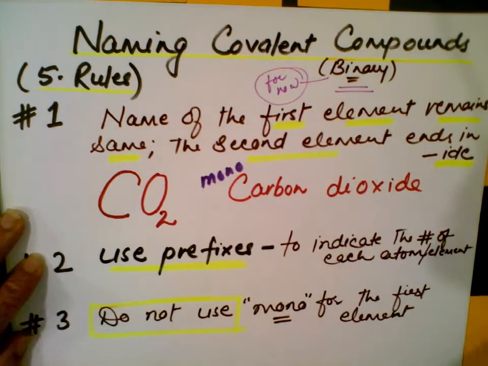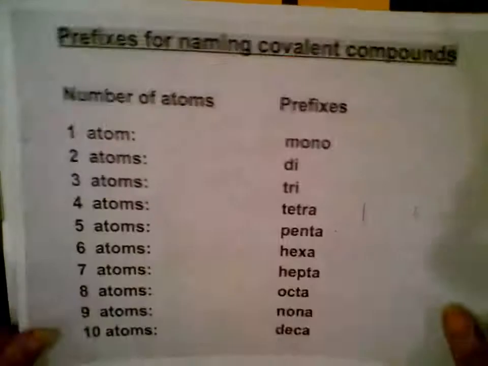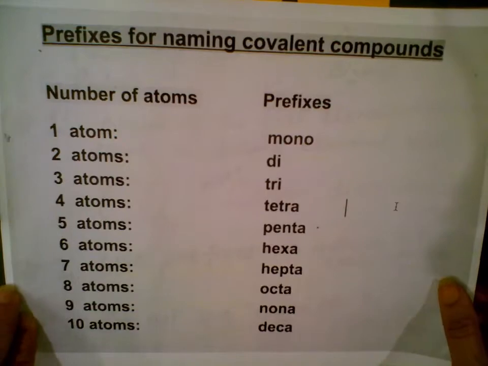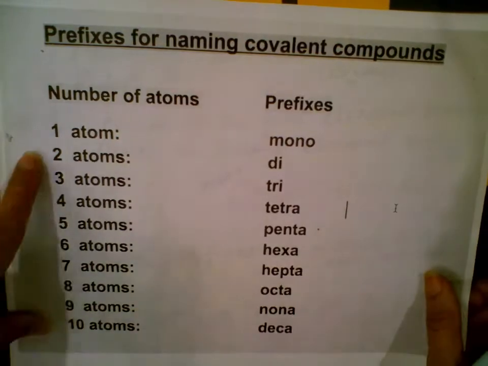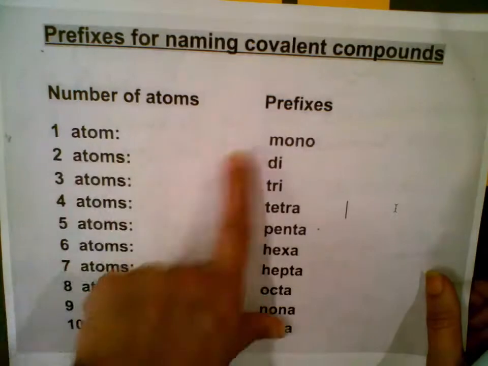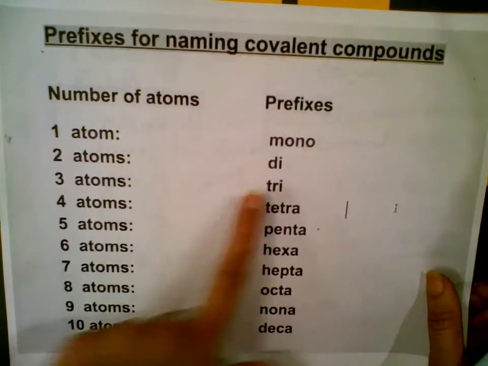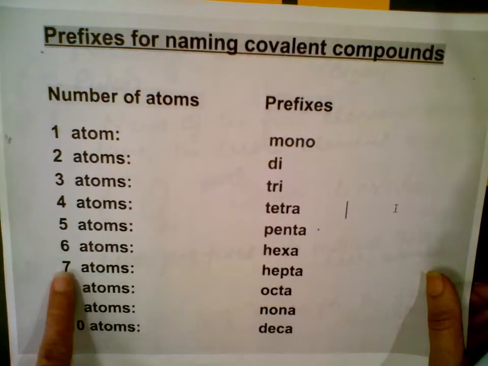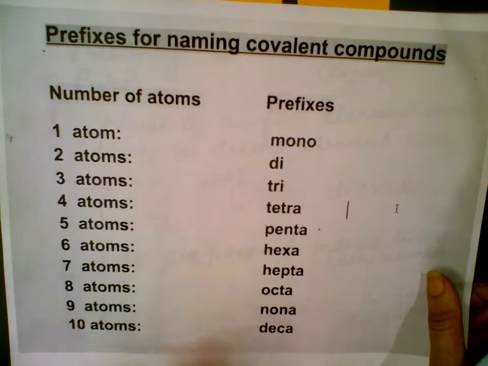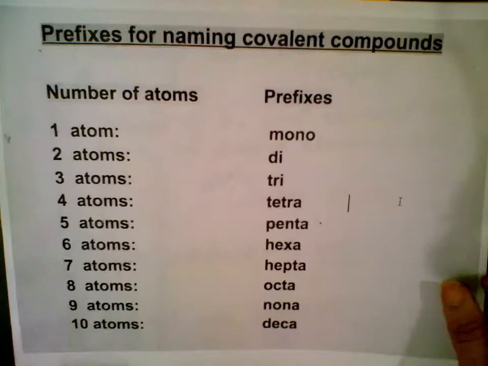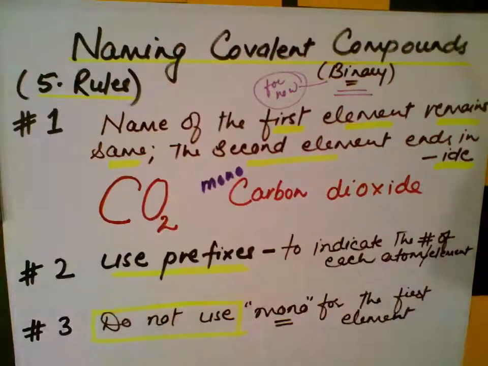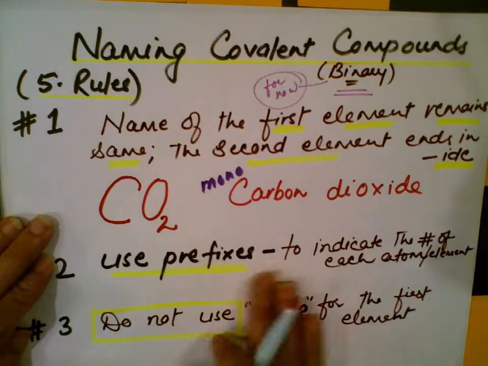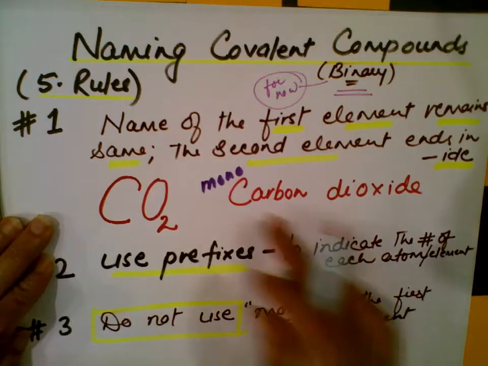Now here, this is the chart I'm using. Look here. And this is on Google Classroom already. So when you do your homework, make sure you use this chart from Google Classroom. Here for one atom, the prefix is mono, 2 atoms is di, 3 atoms tri, 4 atoms tetra, 5 is penta, 6 is hexa, 7 atoms hepta, 8 octa, 9 nona, and 10 deca. Once again, this is already on your Google Classroom. Then there is the next rule. So we use the prefix to indicate the number of each atom. These are the prefixes mono and di.